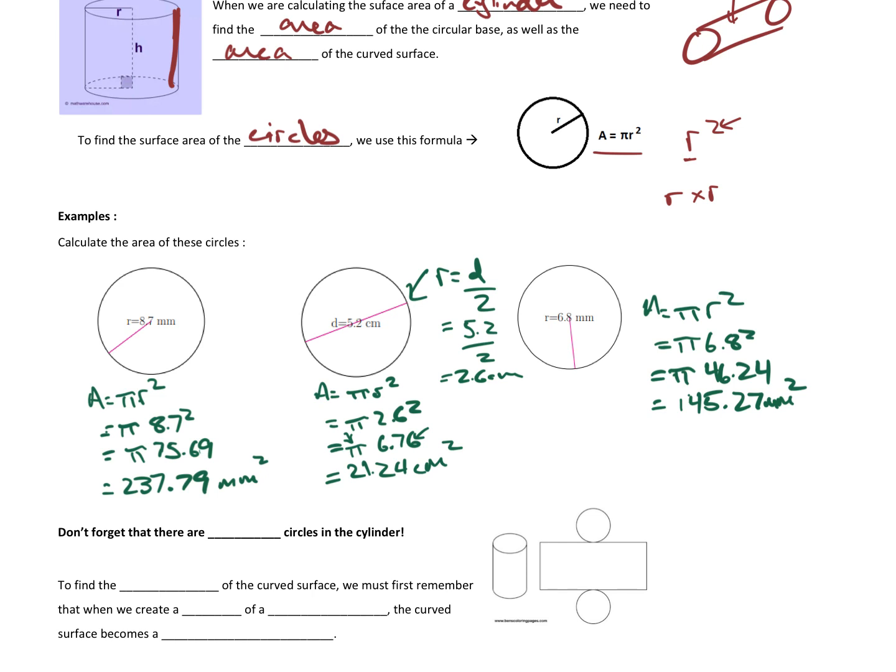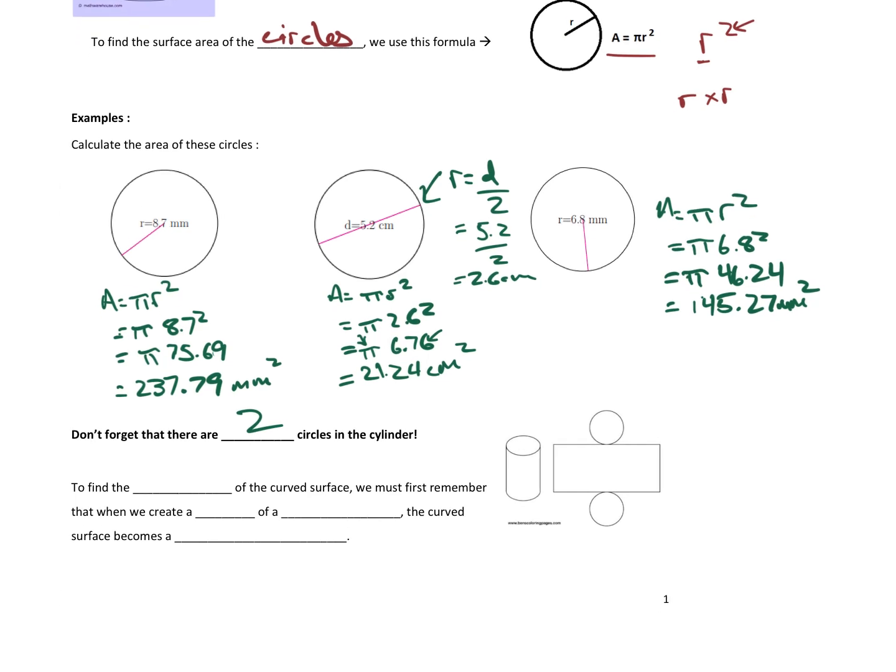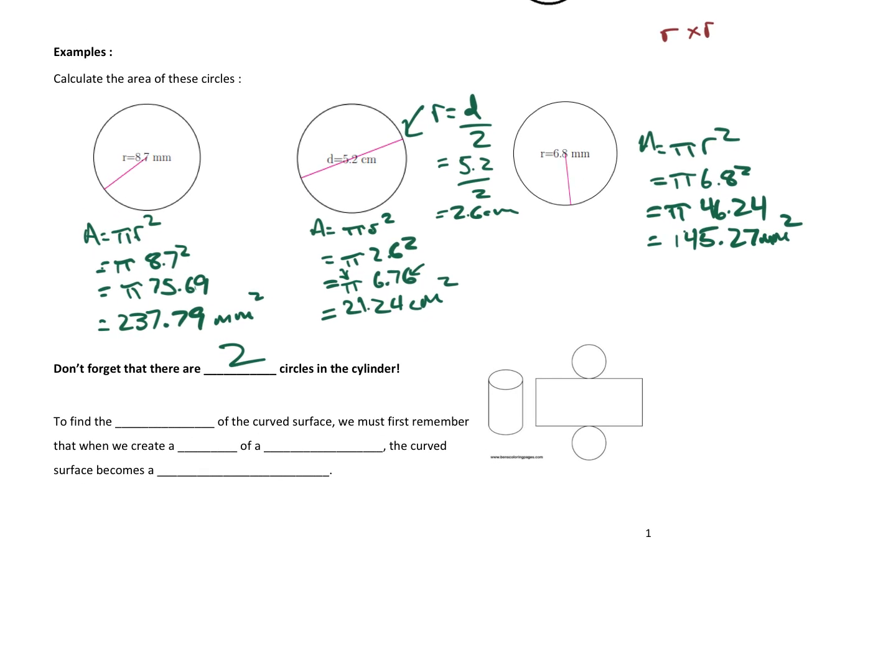Don't forget that there are two circles in the cylinder. So when I'm calculating the surface area of the cylinder, I am going to be multiplying by 2, just like we did with the triangles and triangular prisms. When we think about the net, we've already talked about how to make nets. We have the two circular bases, and then we have the rectangular part, which is the curved surface.